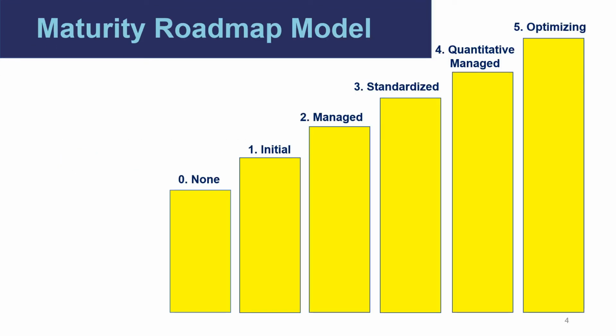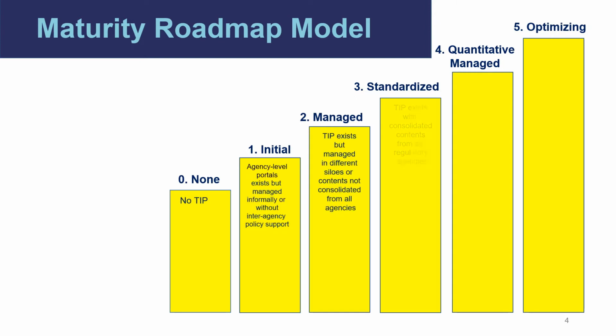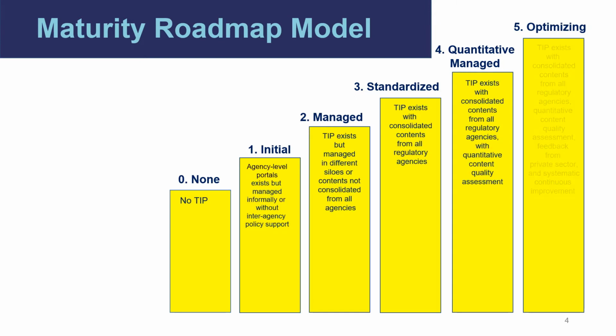To briefly remind ourselves, the model consists of 6 maturity levels, corresponding with increasingly aggregated and sophisticated TIPs, from a country having no trade portal at all, at maturity level 0, all the way to a portal aggregating all relevant information for traders and having various quality assurance and self-improvement mechanisms at level 5.